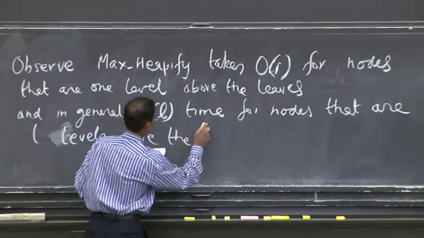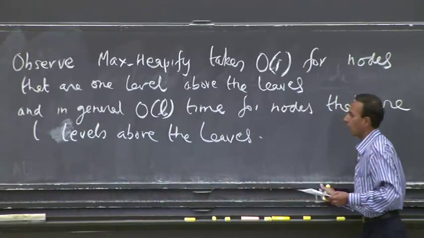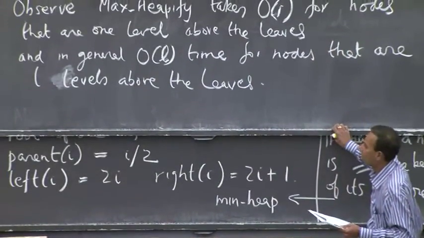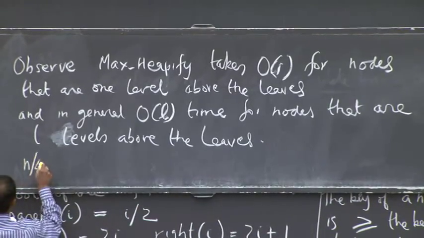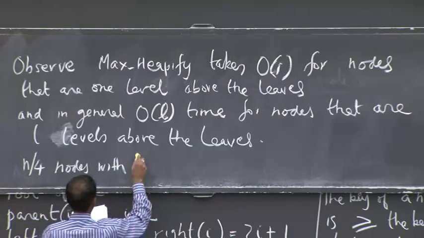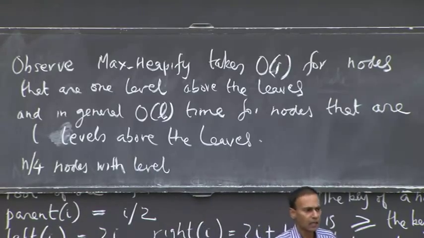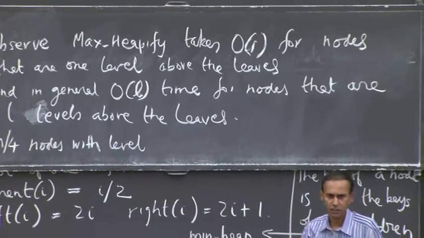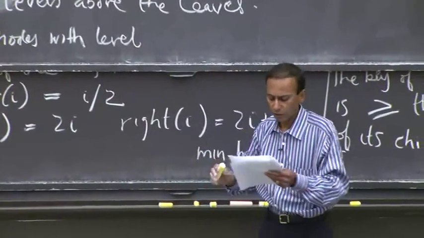The leaves. Okay? That's observation number one. Observation number two is that we have n over 4 nodes, give or take 1, depending on the value of n. I don't want to get hung up on floors and ceilings. And in any case, we're eventually going to get an asymptotic result, so we don't have to worry about that.